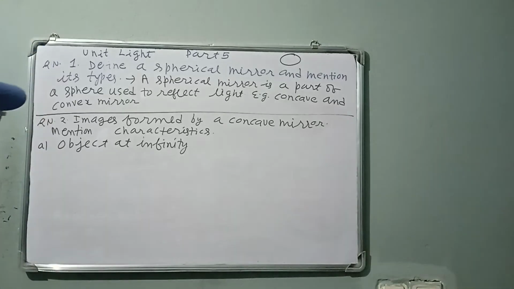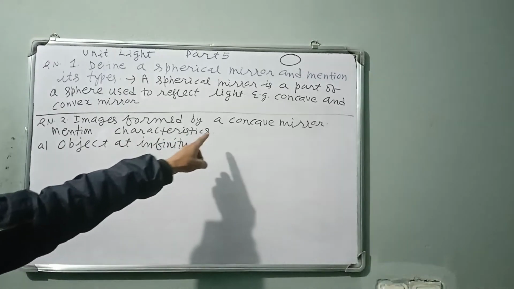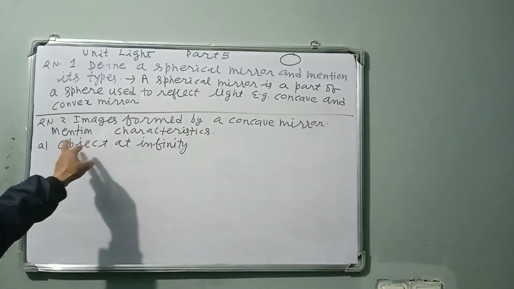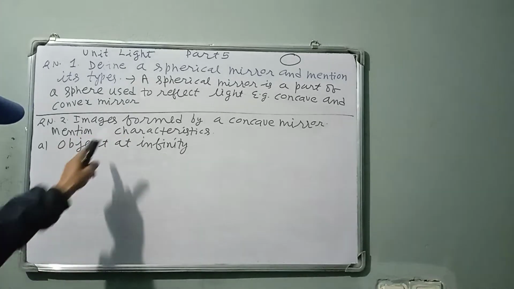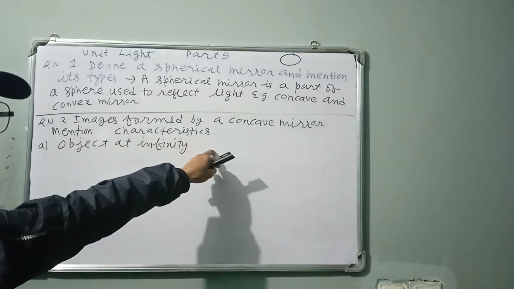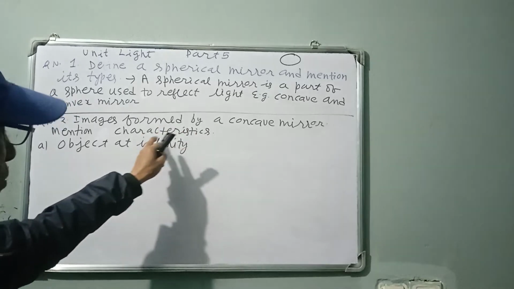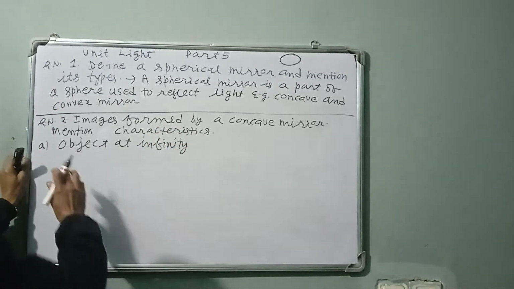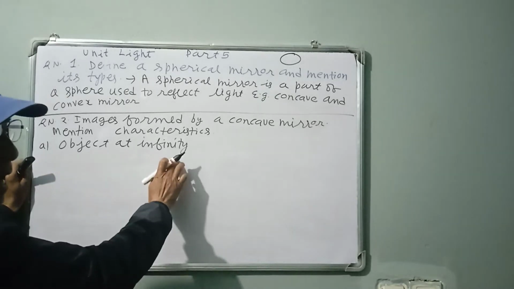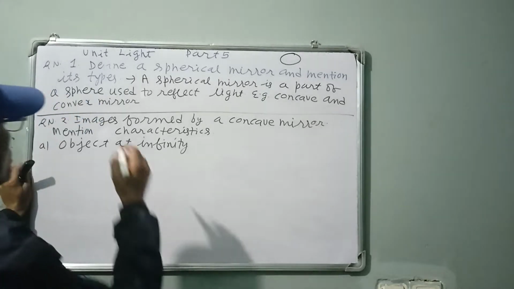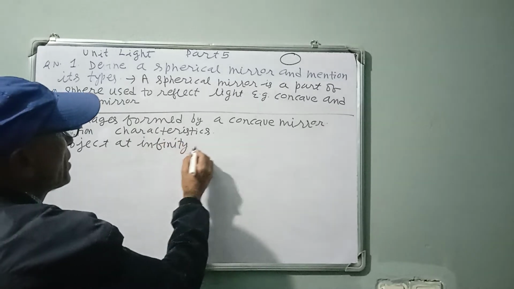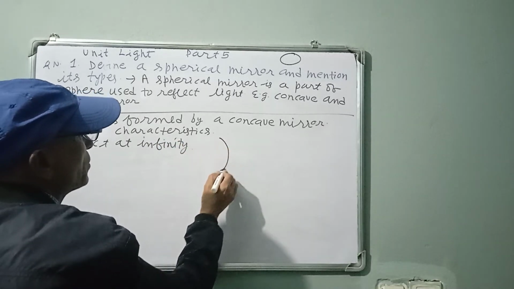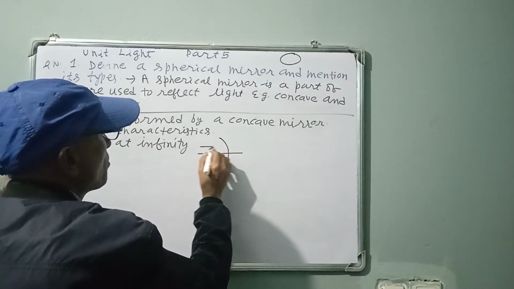Question number 2. Images formed by a concave mirror. There are 6 cases. And after drawing, you have to write down the characteristics of the images formed. Object at infinity. First I will draw an incomplete diagram, then complete diagram. This is an incomplete diagram.